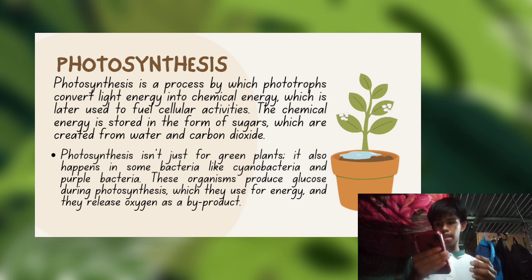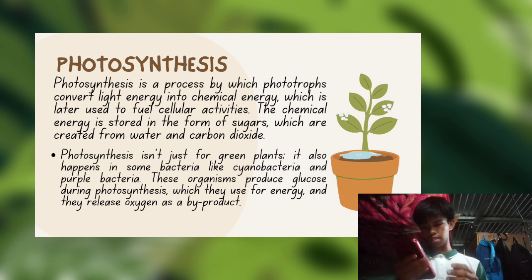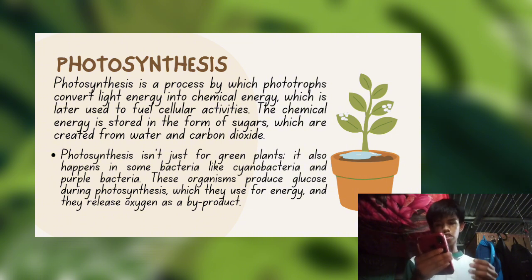Some bacteria like cyanobacteria and purple bacteria also use photosynthesis. Instead of leaves, they have special pigments that help them absorb sunlight and make glucose for energy. This shows that photosynthesis is not just important for plants, but also for other organisms that help keep life on Earth balanced.